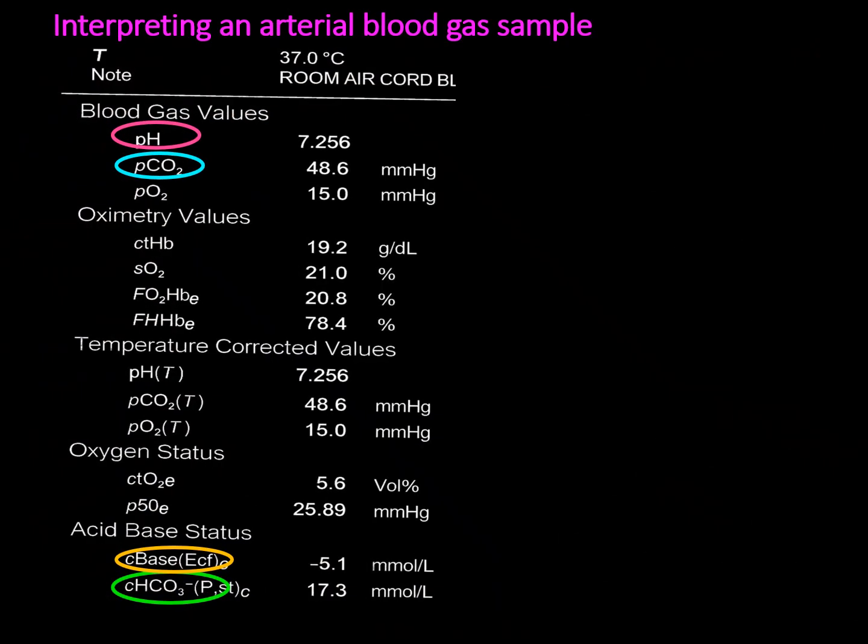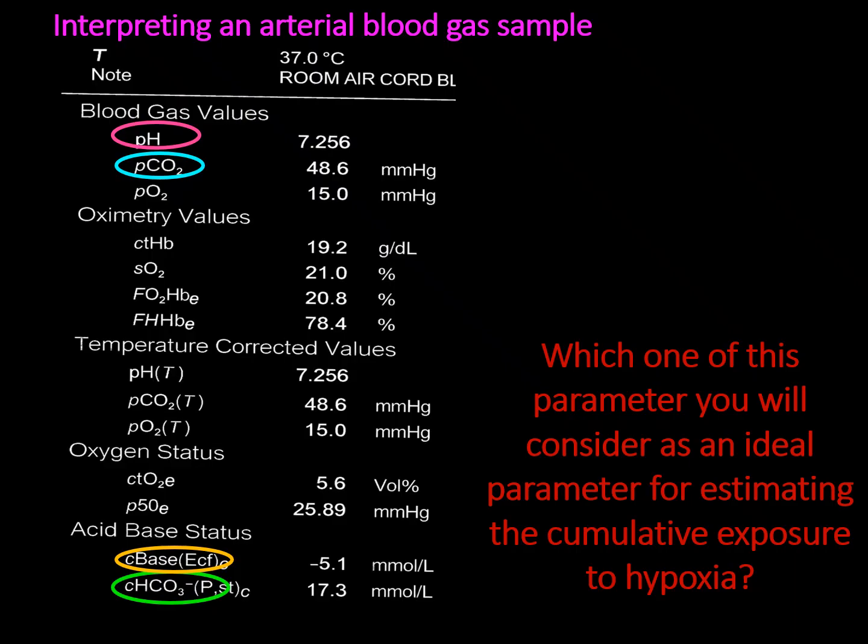Interpretation of arterial blood gases. By looking at these parameters, the pH, the PCO2, the base deficit, and the bicarbonate, you can have an idea about what is going on during labor. So by looking simply at this, which one of these parameters would you consider an ideal parameter for estimating the cumulative exposure to hypoxia?